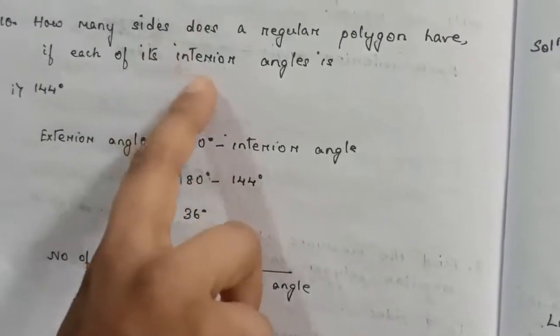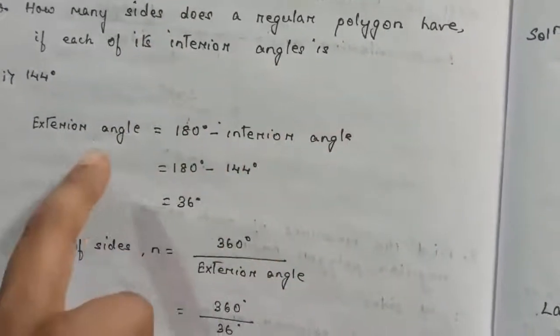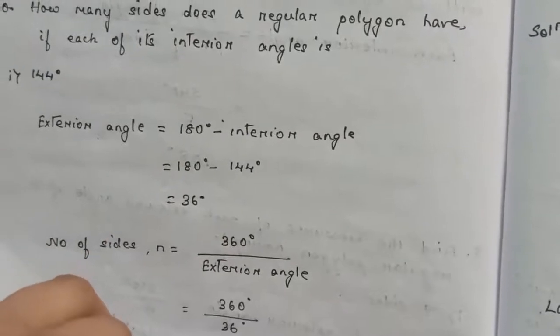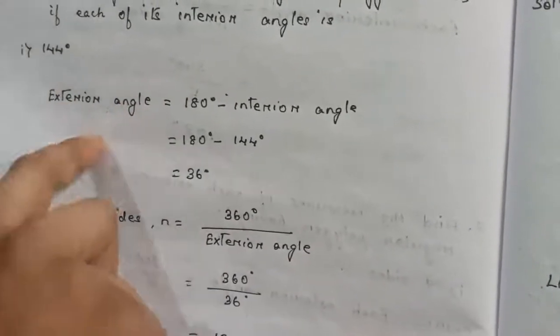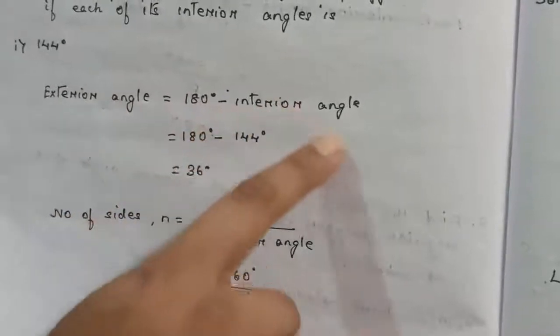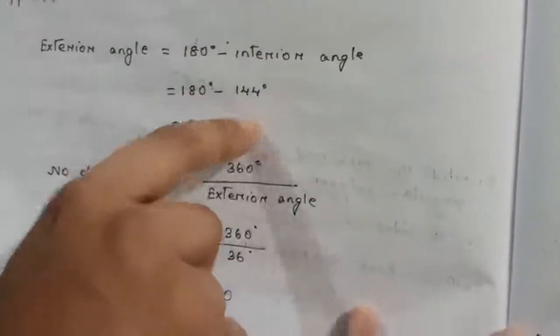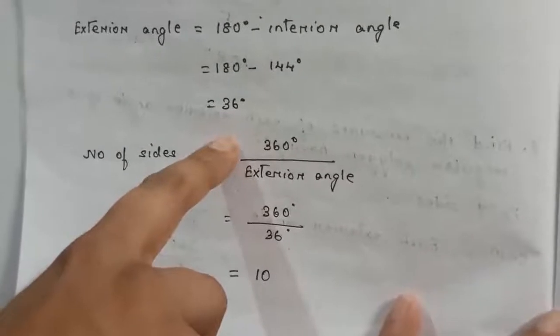Okay, here one interior angle is given. So based on the formula of exterior angle plus interior angle is equal to 180 degree, we can find the exterior angle. Exterior angle is equal to what? 180 degree minus interior angle. So 180 degree minus 144 is your 36 degree.